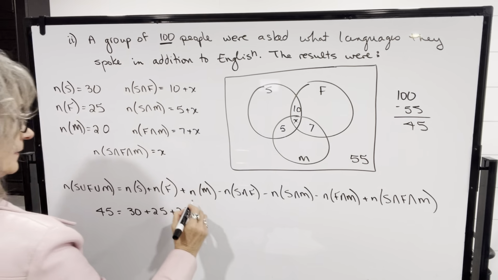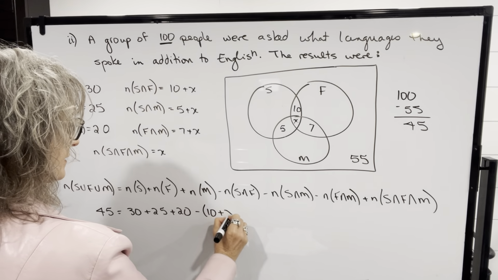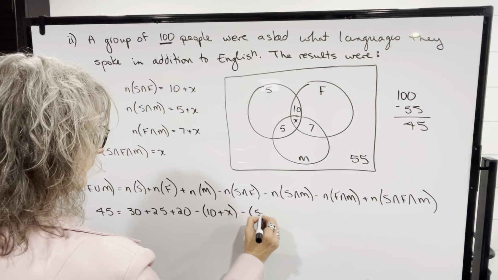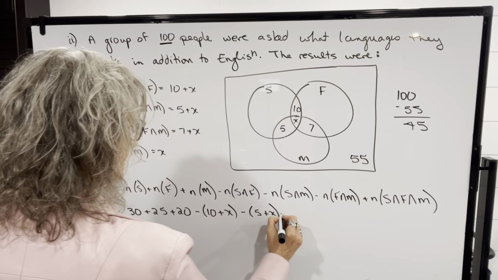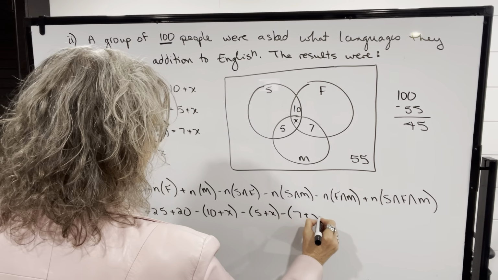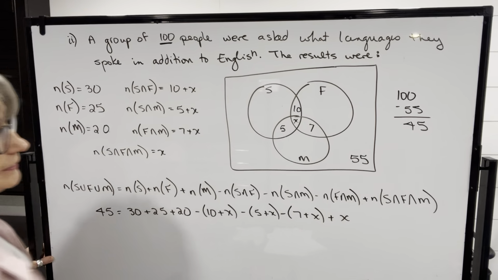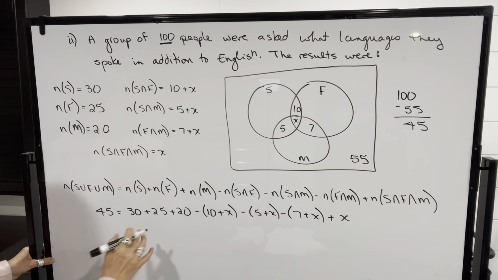Now this is an expression, 10 plus X. We're going to use brackets because we're subtracting the whole thing. We do the same thing for 5 plus X, and we do the same thing for 7 plus X. And then don't forget to add X as part of the formula. Let's simplify this.